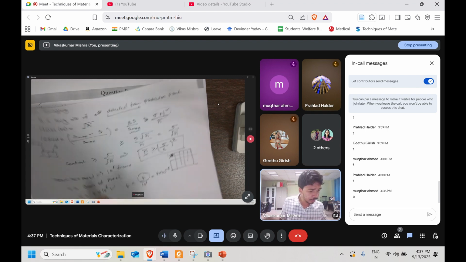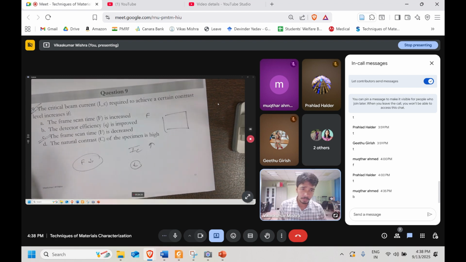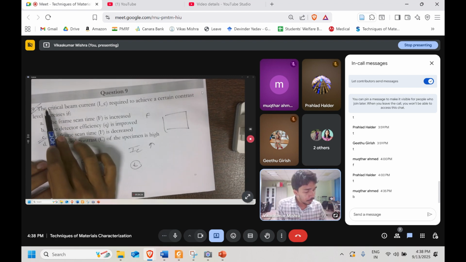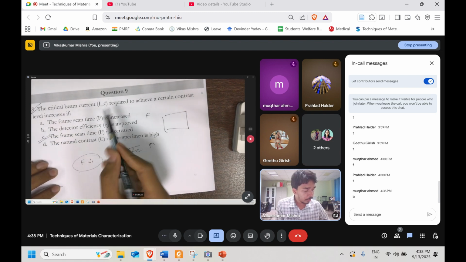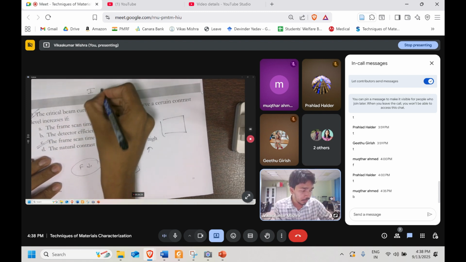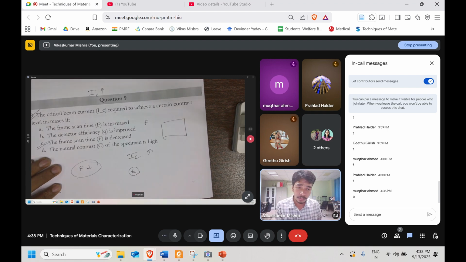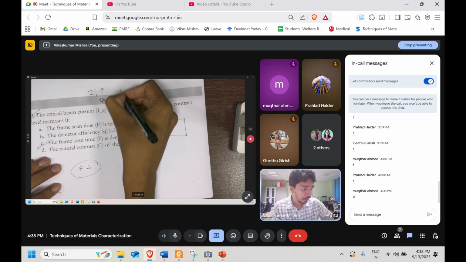Now let's see, you fix the contrast. Let's try to understand it this way, Ahmad. Your critical beam current required, if I'm increasing the beam current, IC is increasing. What does it mean? It means that more or less I'm increasing the probe size.